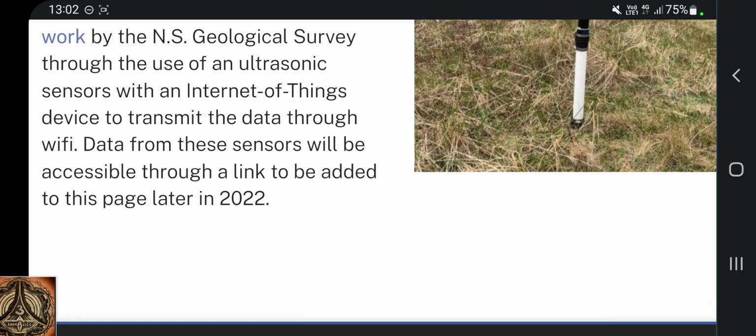Data from these sensors will be accessible through a link to be added on this page later in 2022.